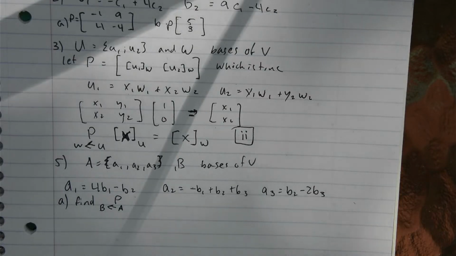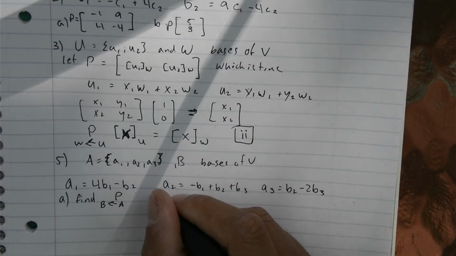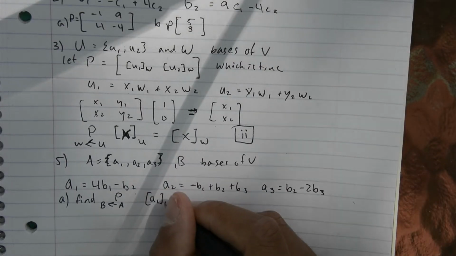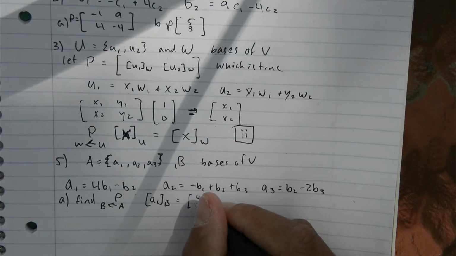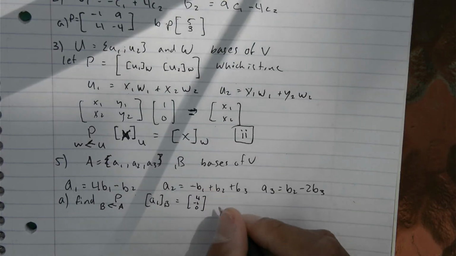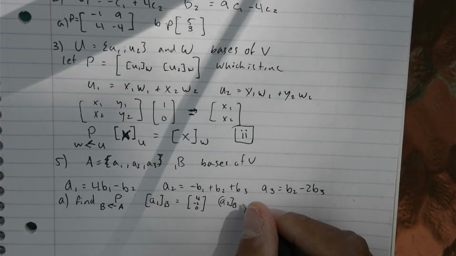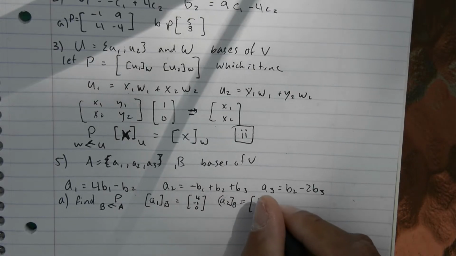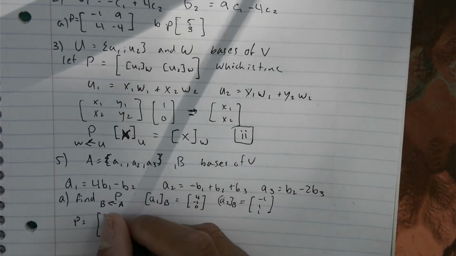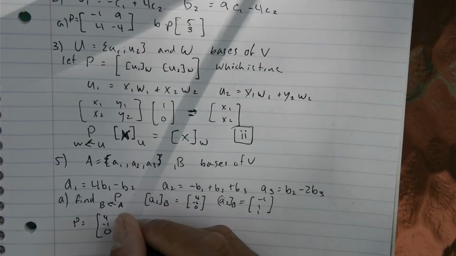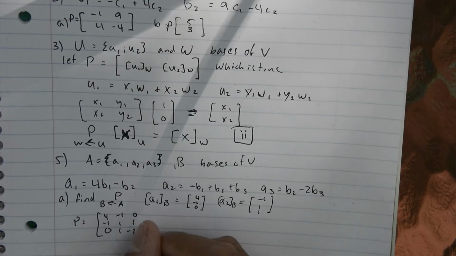Okay. So A1 in terms of B is equal to 4, minus 1, 0. Then A2 is equal to minus 1, 1, 1. So anyways, P is equal to 4, minus 1, 0, minus 1, 1, 1, and 0, 1, minus 2.